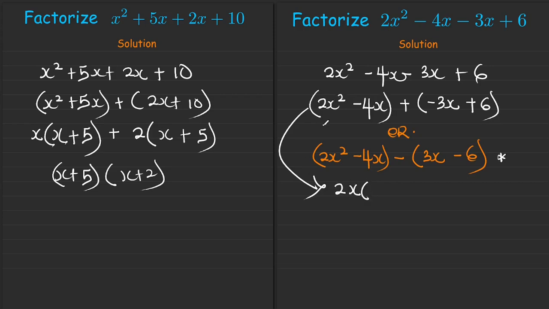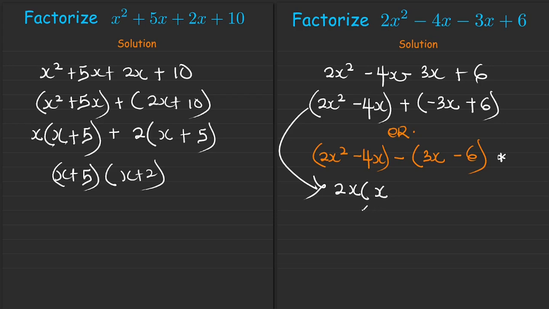2x times what gives us 2x squared? For the 2 times 1, it gives us 2. So there's no need even writing the 1. But talking of the variable, x times what gives us x squared? So we have our x here.